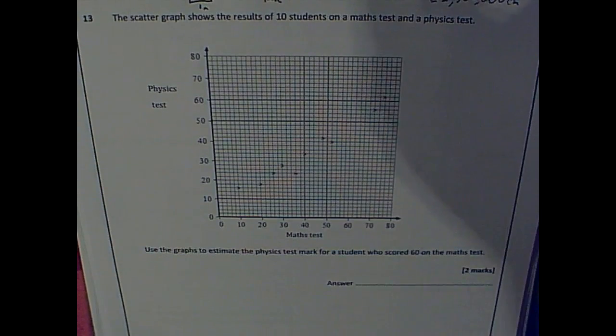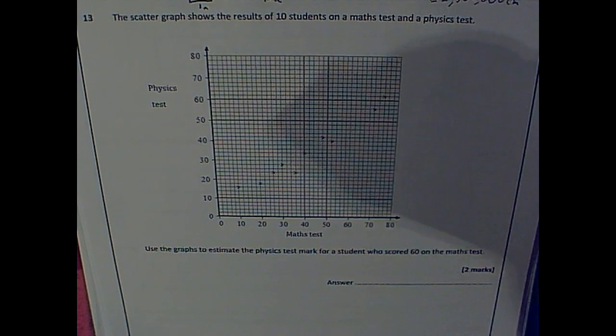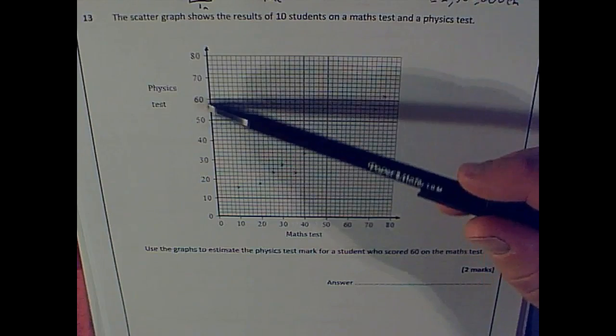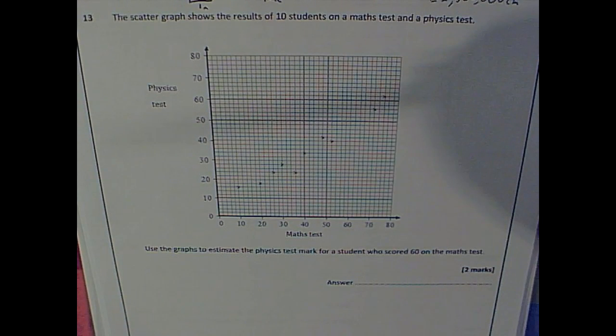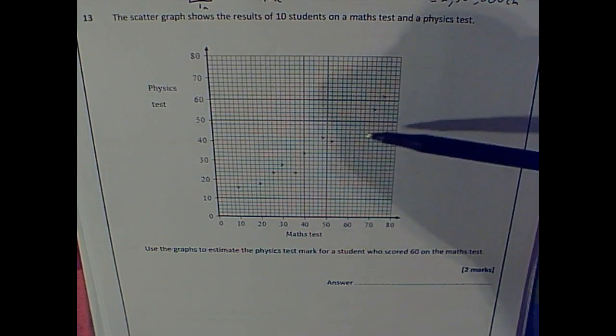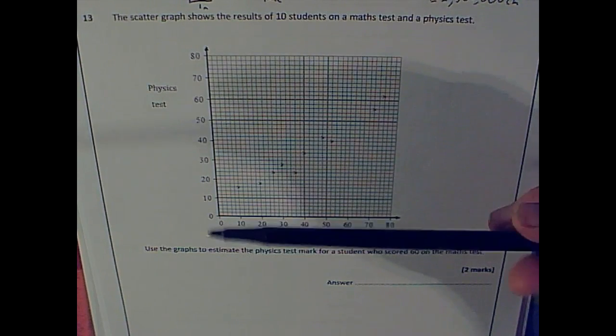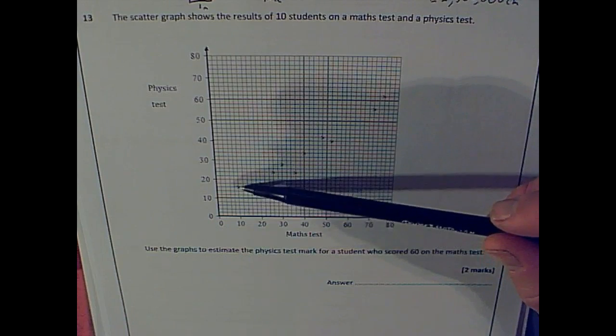Okay, question number 13. The scatter graph shows the results of 10 students on a maths test and a physics test. Here's my physics test marks, and here's my maths test marks. Here are my points scattered, different students. So this student got 10 on the maths test, 16 on the physics test, and so on.